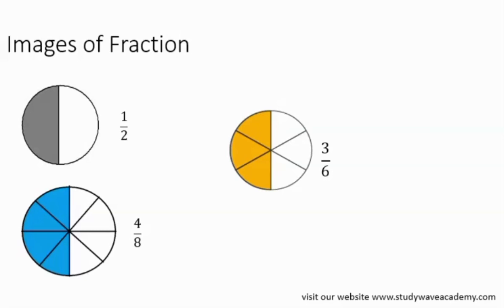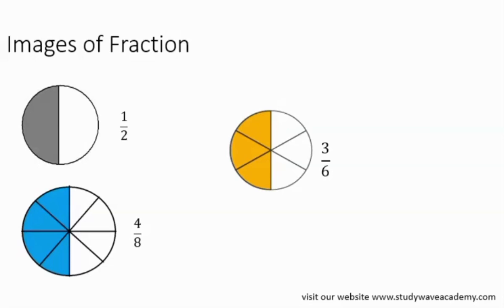Remember, we said the numerator represents the shaded part. So the 1 there represents the shaded part of the first circle, and the 2 there represents the full circle because it's divided into 2. So that's why this fraction is called 1 over 2. One part is shaded and the circle is divided into 2.